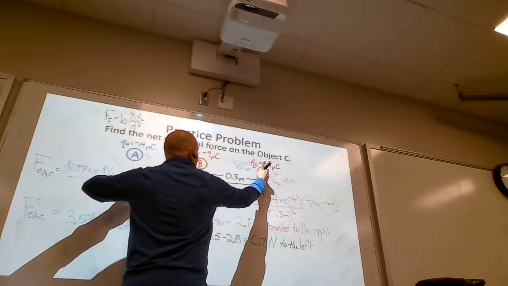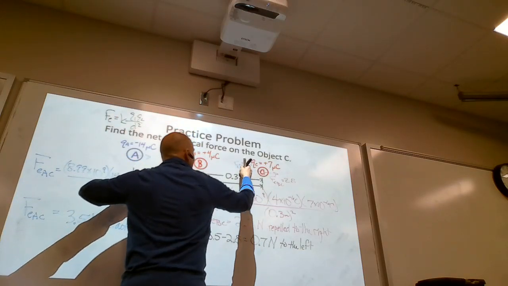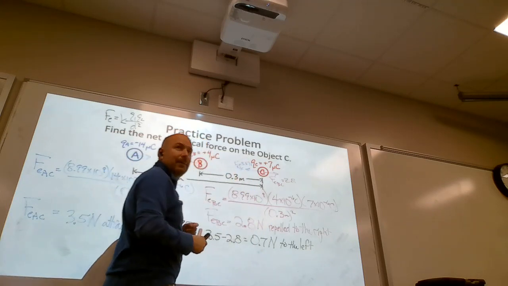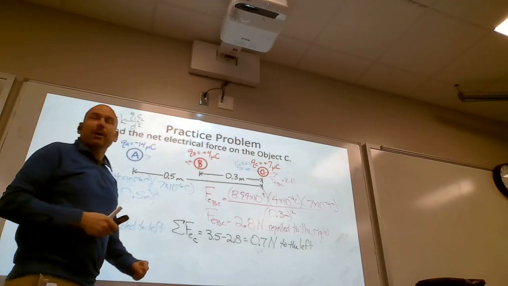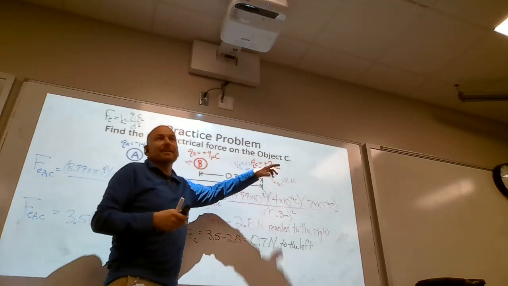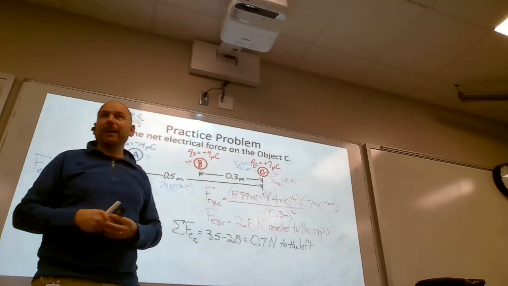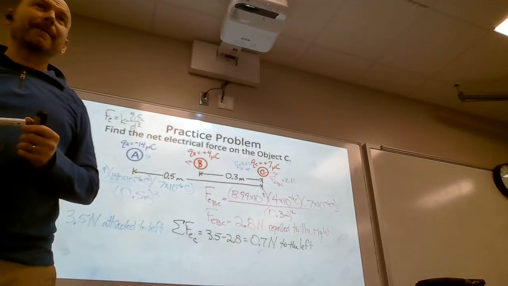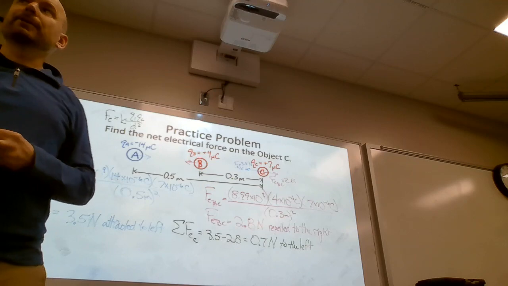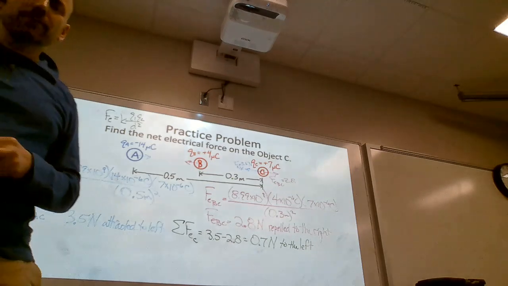C is being attracted to the left by A. A is being attracted to C to the right. We just cared about C only. I didn't care about what happened to A. Okay, good with that? So you've got a worksheet due tomorrow.